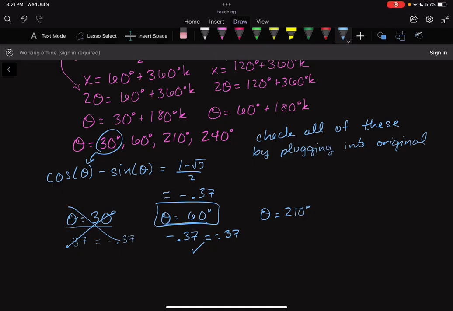If you plug in 210, you'll find that it doesn't work. Oh wait, just kidding. It does. I got them backwards for a second. This one works, so that's a good answer. And then if you do 240, that one does not work. Yeah, that one gives you 0.37. So it's all about the signs. So for this one, your only correct answers are 60 and 210.